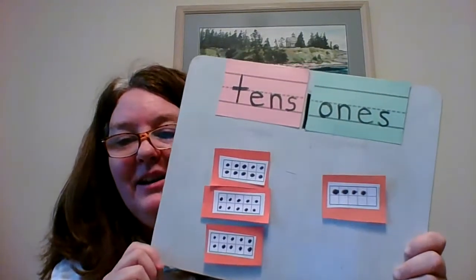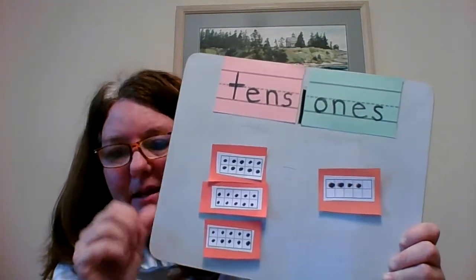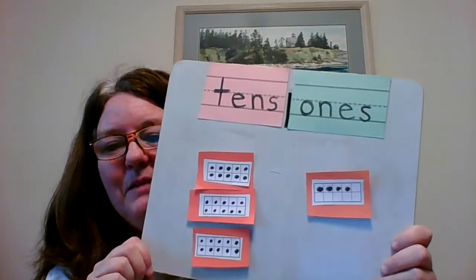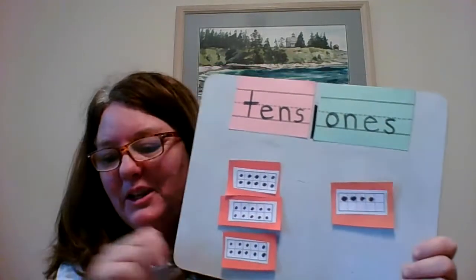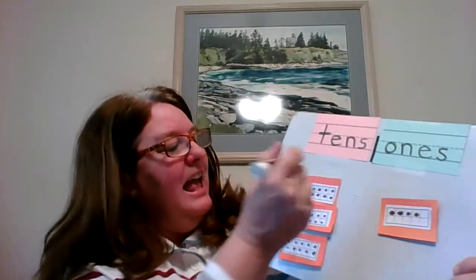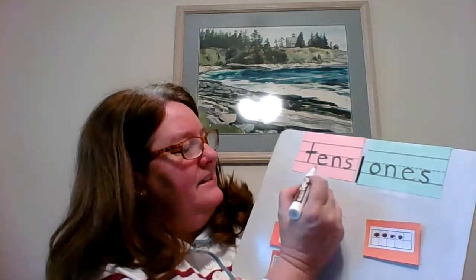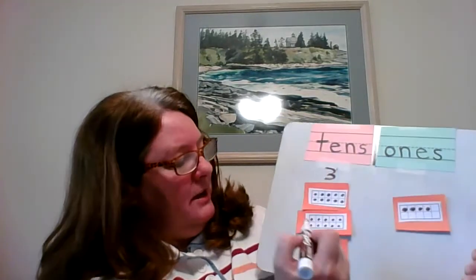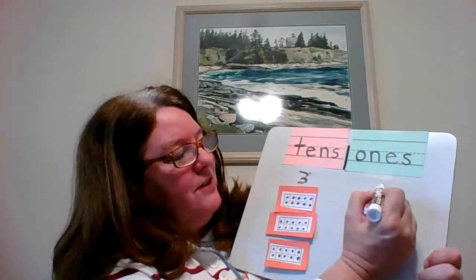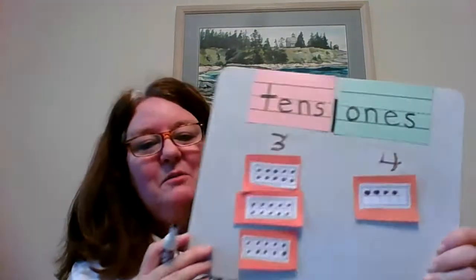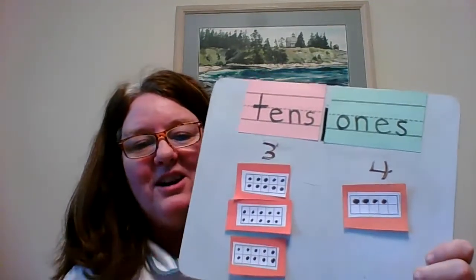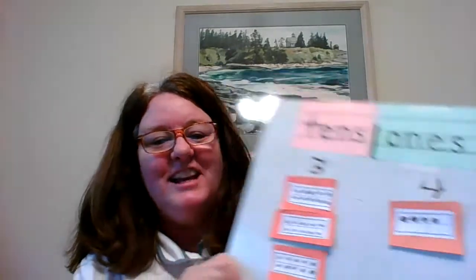What's the number? Good, Michael got it. And Joey got it. Oh, so many of you got it. You're right. The number is 34. I have 3 10s. 3 10 frames are all filled up, and this 10 frame has 4. So my number is 34. Good job, friends. Let's try another one.